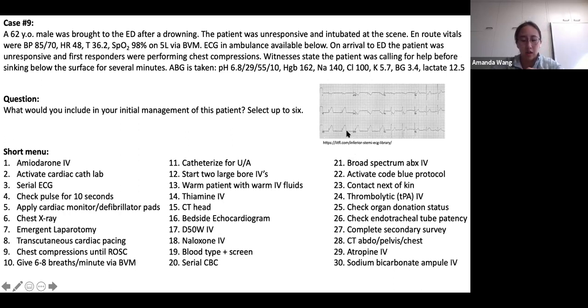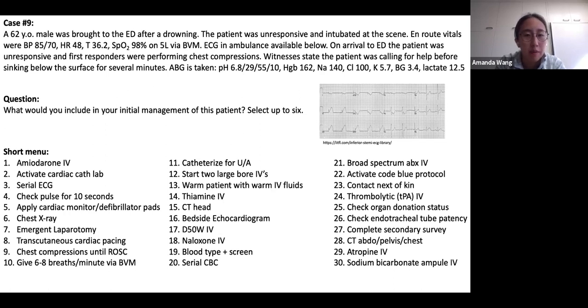Okay, that is time. So we'll go over this case. You've got a 62-year-old male. He's drowned and he's now presenting to emerge. He was unresponsive and he was intubated at the scene. His vitals: he's got low BP, his heart rate is low, and you think, hey, maybe his heart rate's inappropriately low for how low his BP is. His temp is normal, he's sounding okay, but he's on 5 liters by bag.